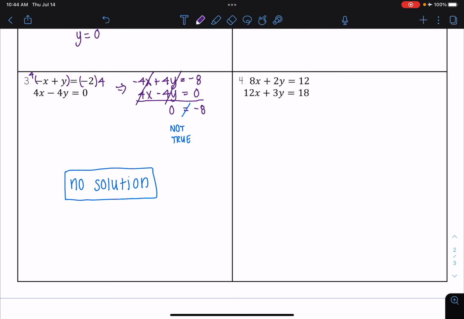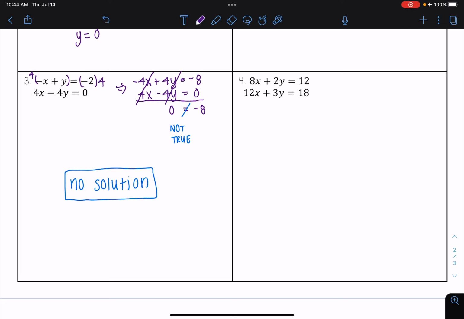Okay, now let's look at one more. So here I have 8x plus 2y is equal to 12, and 12x plus 3y is equal to 18. So I don't have any variables that have the same number in front but opposite signs, so I'm going to have to do some multiplication. I like to stick with the smaller numbers, so I'm going to go ahead and eliminate my y's.